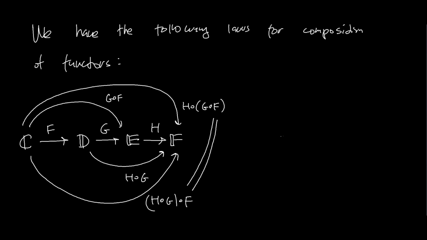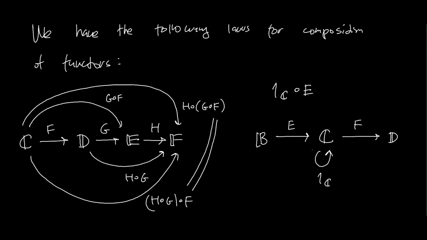And the other rule that holds is that if I take the identity functor, which is a looping arrow into C, and I try to compose it with the functor E going into my object, I will get back the same functor E. And also, if I compose it with a functor going out of the object, I will get back that same functor.